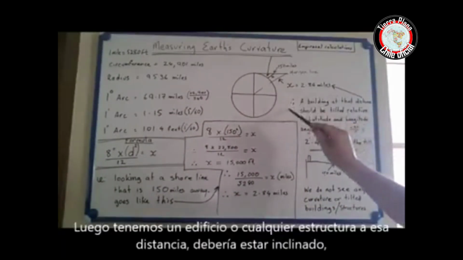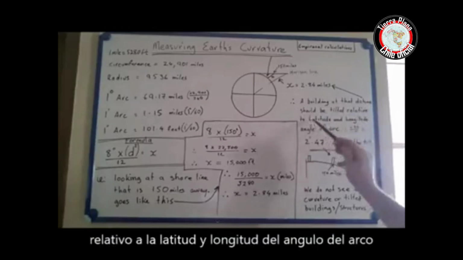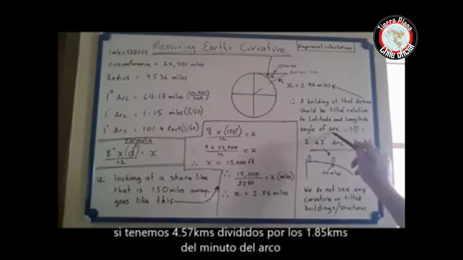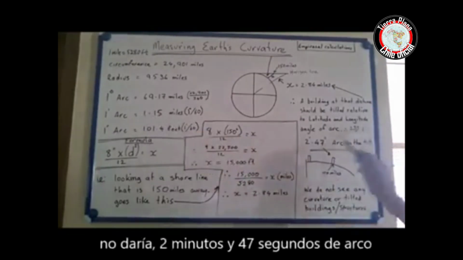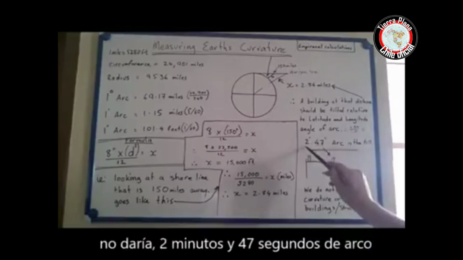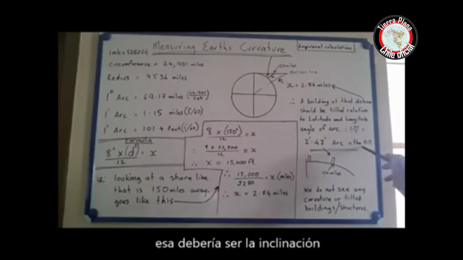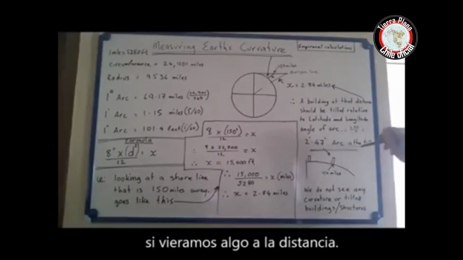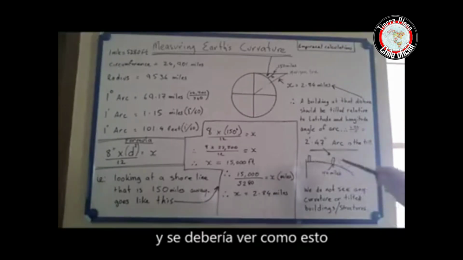Therefore, a building at that distance, or any structure that's straight, should be tilted relative to the latitudinal and longitudinal angle of arc. Of course, 2.84 miles divided by minutes of arc will give us 2 minutes and 47 seconds of arc. That should be the tilt, if we saw anything at that distance. And it should look something like this.